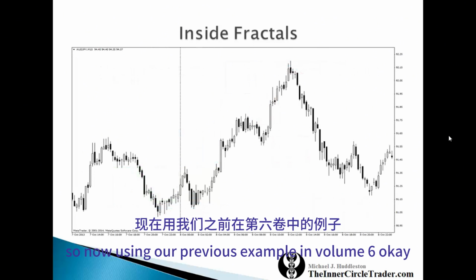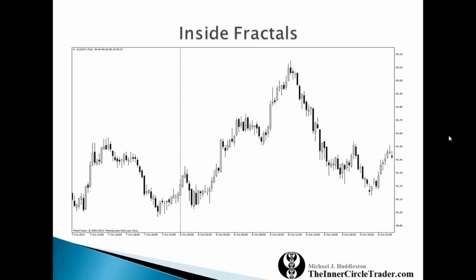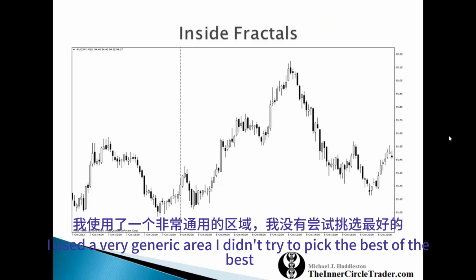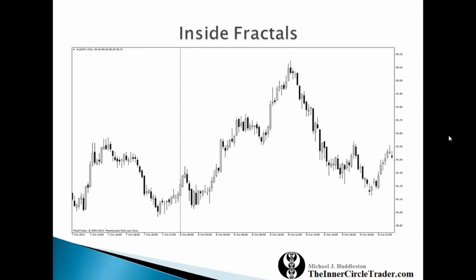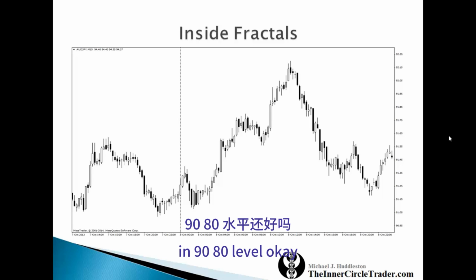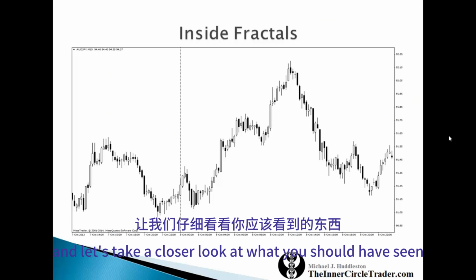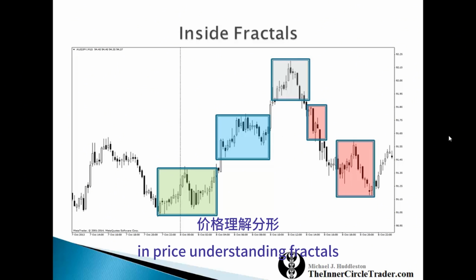So now, using our previous example in volume 6, we're looking at the Aussie yen, same area of price action. I used a very generic area. I didn't try to pick the best of the best. I just picked a very discernible, measurable area where we could clearly see support level at around that 91 figure and 90.80 level. Let's take a closer look at what you should have seen in price.